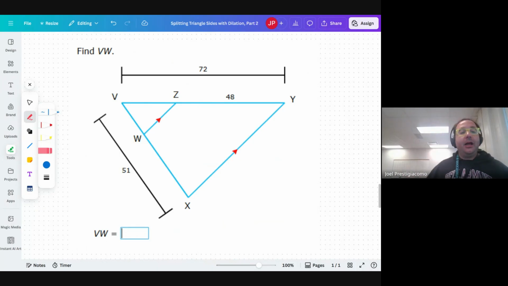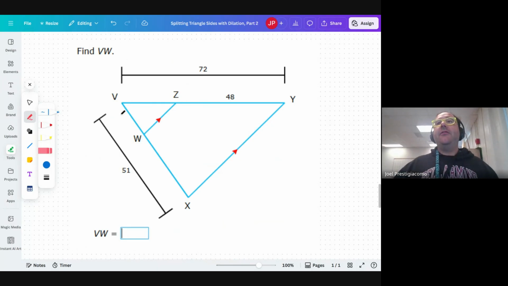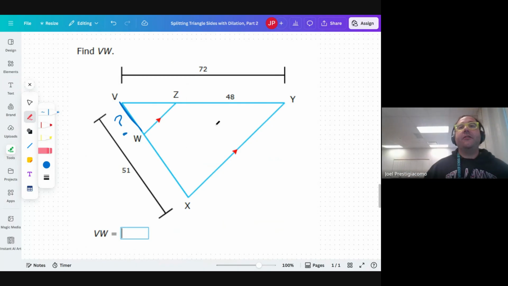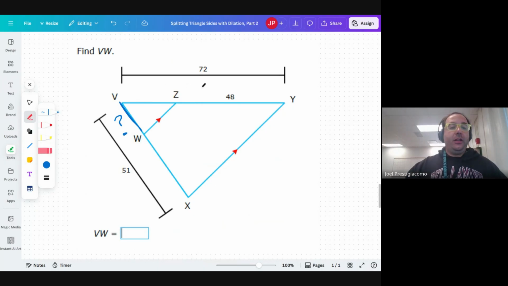All right, so again, another ramp up for this problem. It says find VW, right? So we're trying to find this length here. And so we're trying to figure out, okay, well, how do I figure out the rest of this? So what are the other parts? How do I do this?